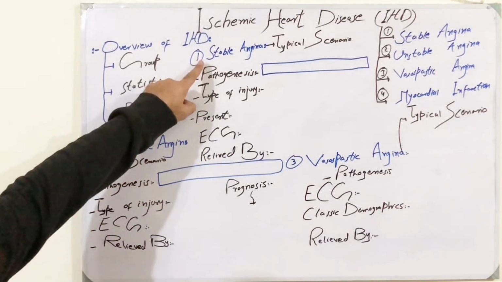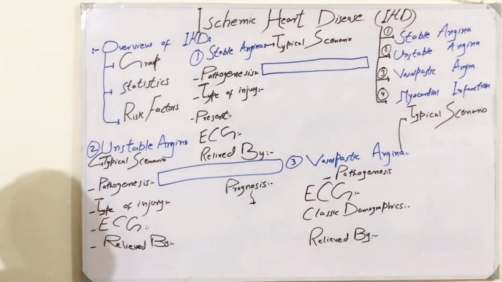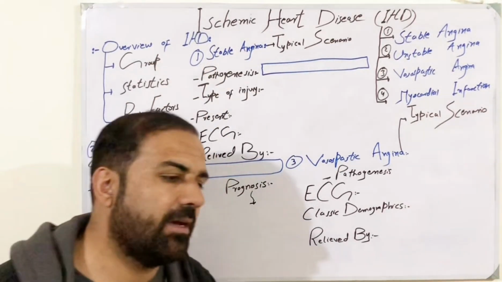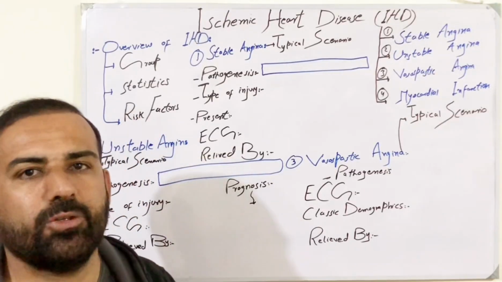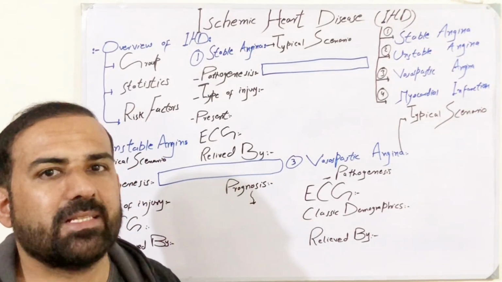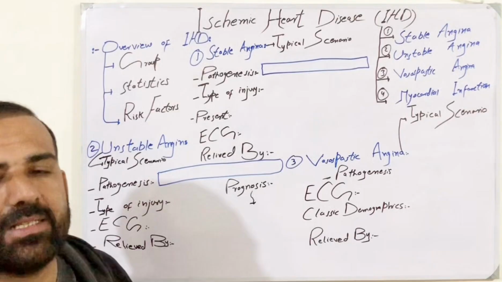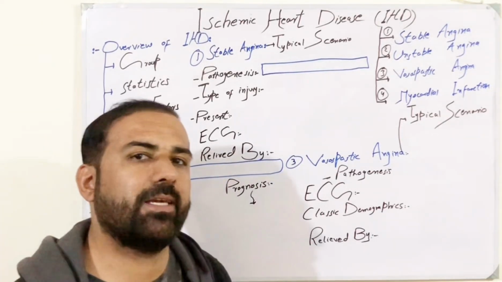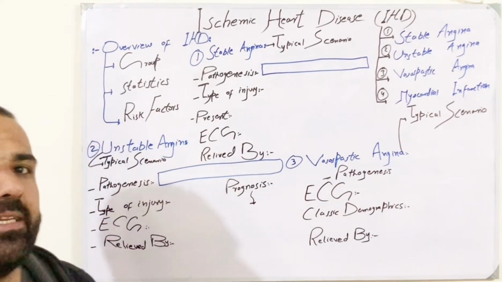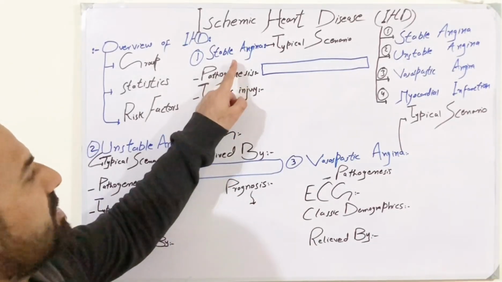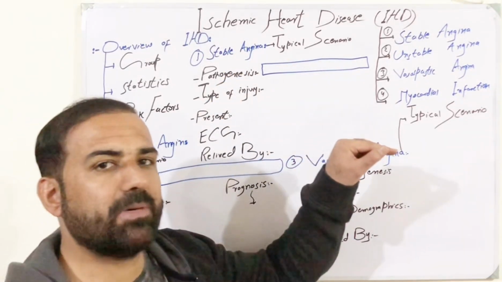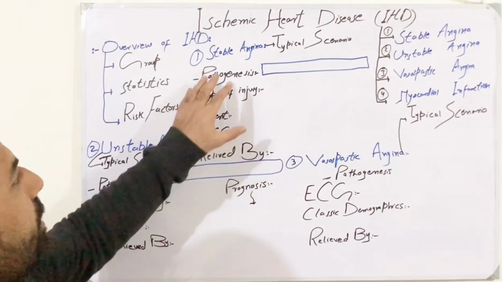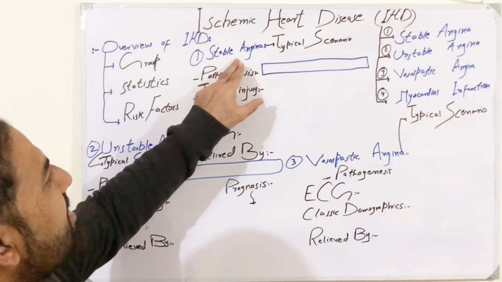So let's start with stable angina. Let's take a typical scenario of stable angina. A patient comes to your OPD and says, doc, whenever I exercise or whenever I run, I take some steps, I suddenly start to get chest pain. Whenever he presents with such a scenario, you can suspect that this might be stable angina.